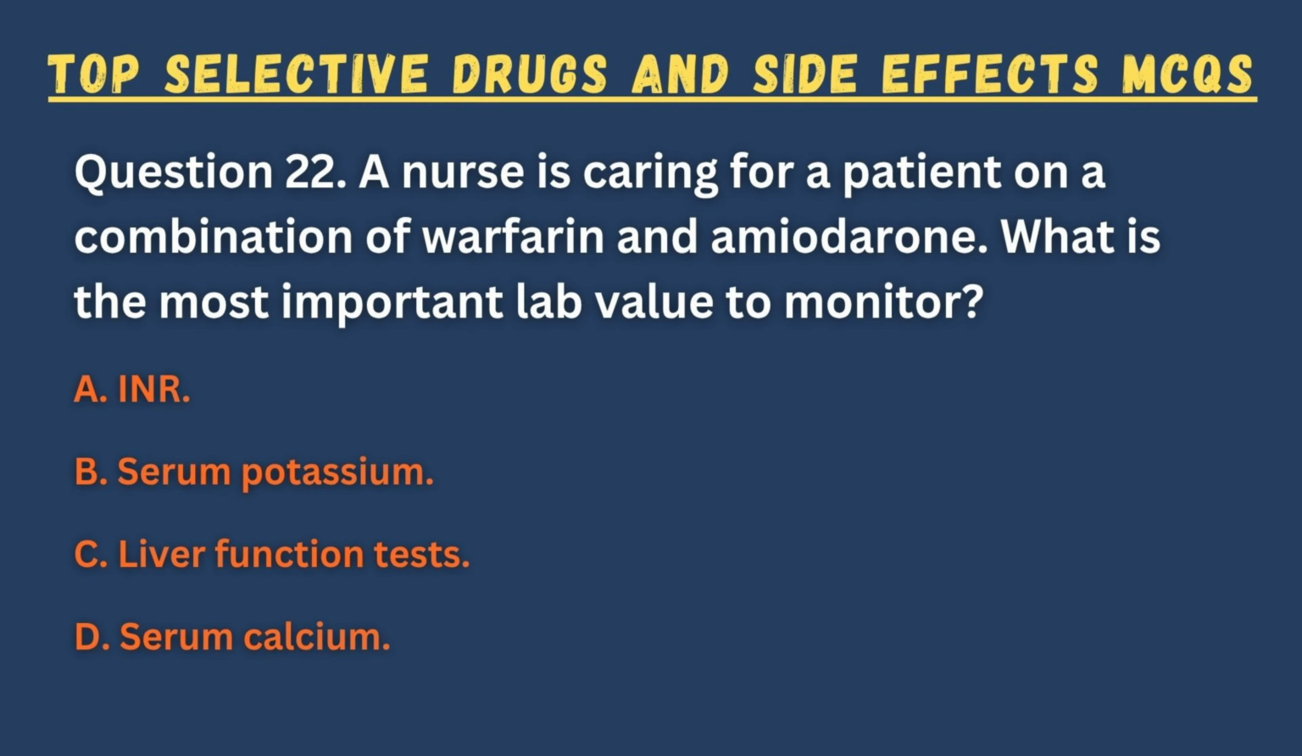Question 22. A nurse is caring for a patient on a combination of warfarin and amiodarone. What is the most important lab value to monitor? A. INR. B. Serum potassium. C. Liver function tests. D. Serum calcium.